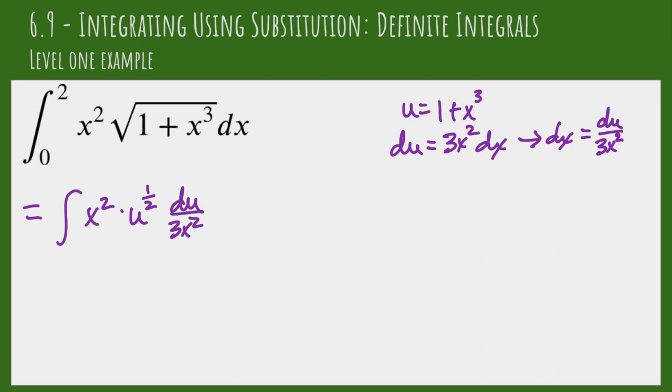And then remember our limits, the 0 and 2 are x values, so we need to change them to u values. When x is 0, u is going to be 1. And when x is 2, we have u is going to be 9.